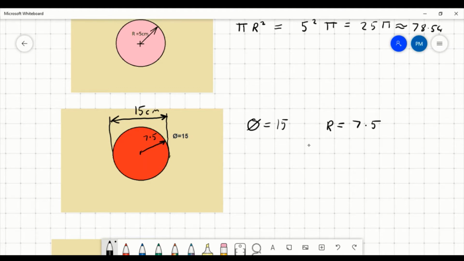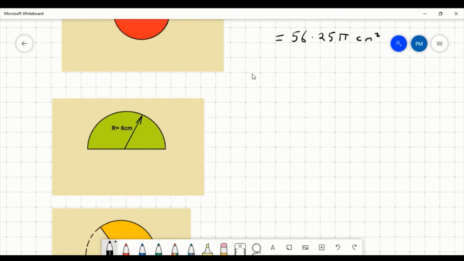And again, we're going to put that into our equation. So pi r squared is equal to 7.5 squared by pi. So 7.5 squared is 56.25. So we're going to say that's going to be equal to 56.25 pi. And then we need to put our units in here as well. So we're going to get centimeters squared.